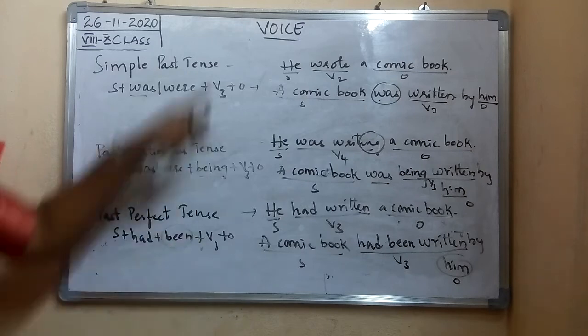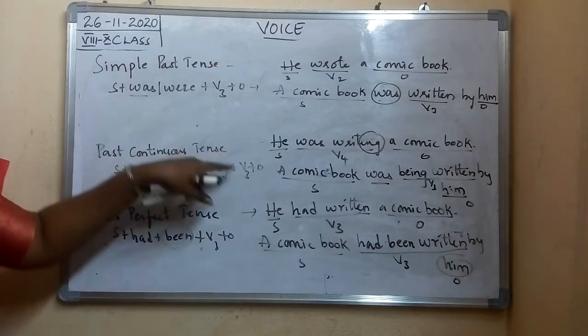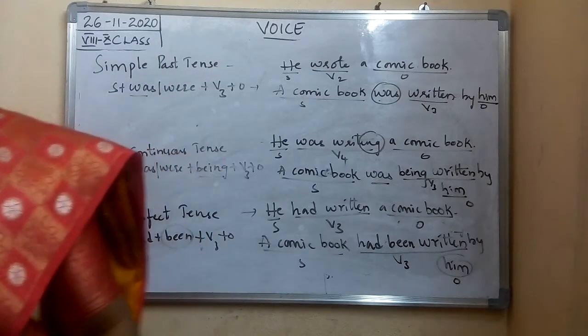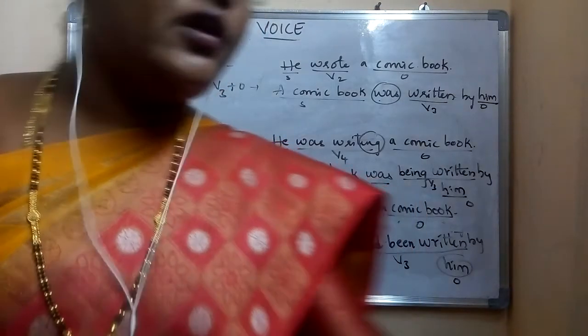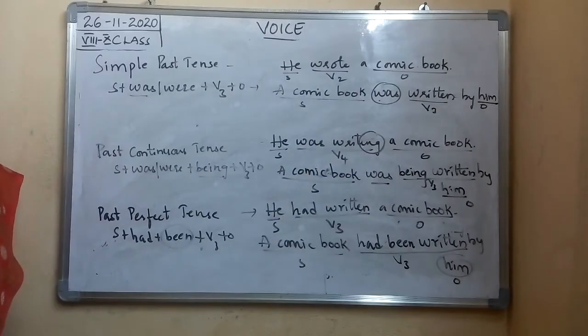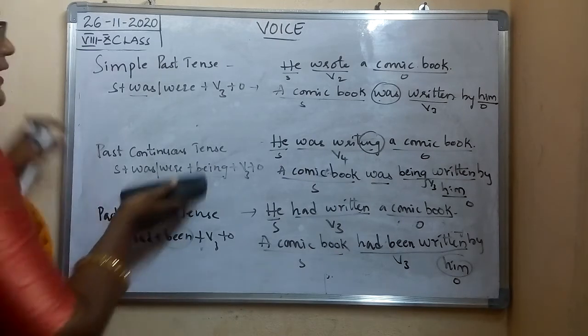Okay. So this is about past tense. So next one is what? In next one only we will get how many? 2. Now 6 we have finished. In present we have 3. Past we have 3. In future we have only 2.